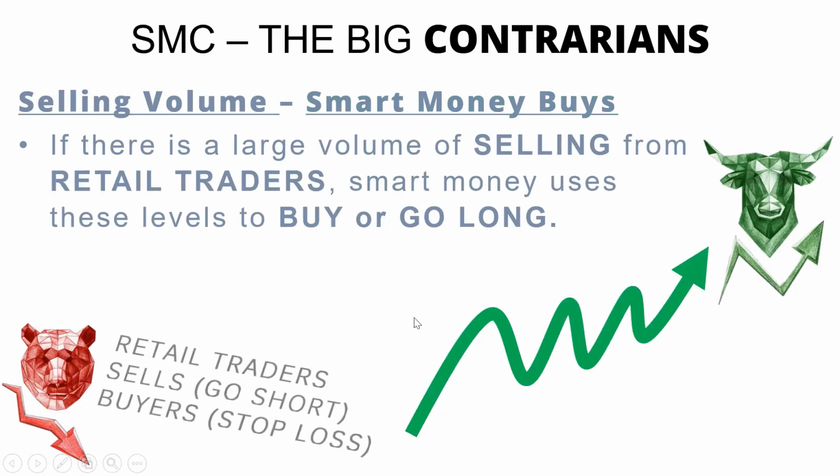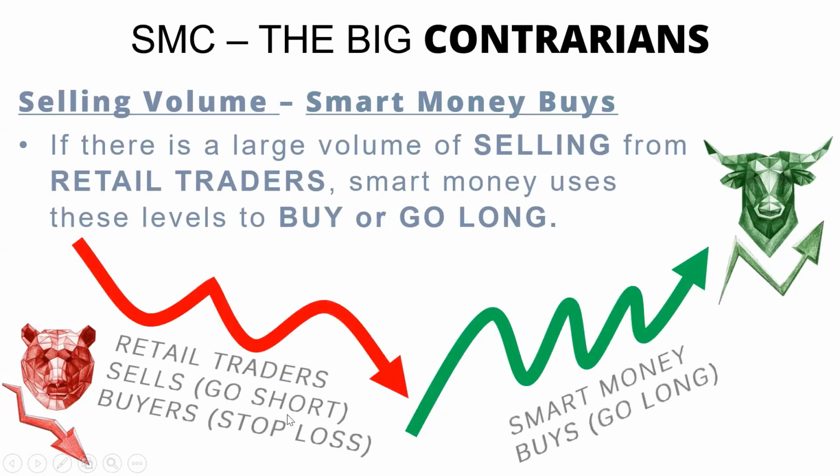Retail traders sell to go short and buyers' stop losses get hit. Smart money buys and goes long. So what that means is, at this point over here, retail traders either go short or the buyers get their stop losses taken out. At that point, that's where the big boys come in and buy and go long at that level. So this is where the retail traders say, my stop loss got hit, and then it just went straight to my take profit. How many times have you heard that?